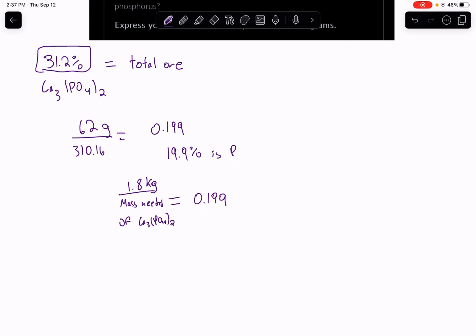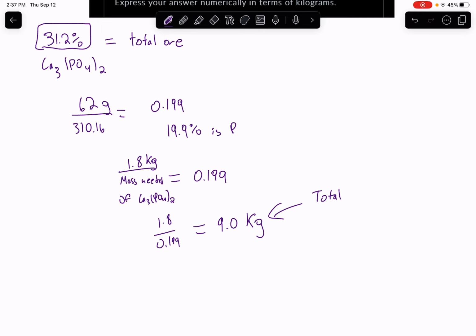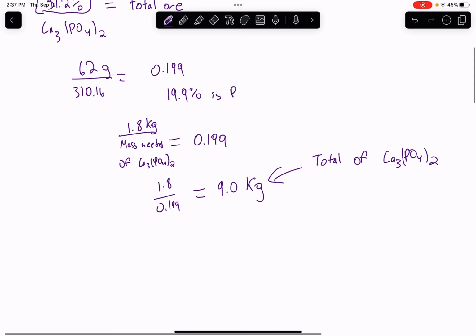So if you rearrange everything, that's going to give us 1.8 over 0.199, and that's going to give us roughly 9.0 kilograms. And this is what our total amount of Ca3(PO4)2 is going to be.